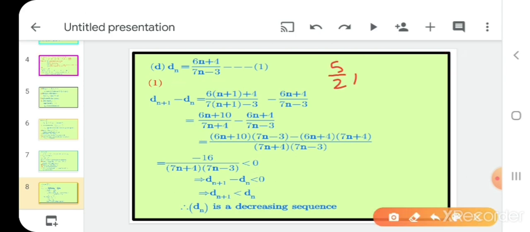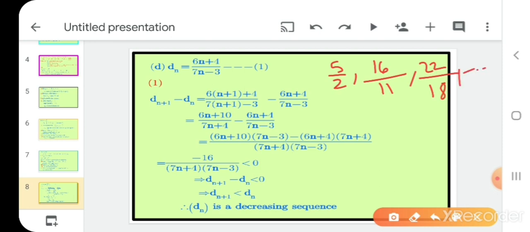What is the second element? Put n equals 2. What do we get? 6 twos are 12, plus 4, 16, by 7 twos are 14, minus 3, 11. What is the third element? 3 sixes are 18 plus 4, 22, by 3 sevens are 21 minus 3, 18. Like this and so on.